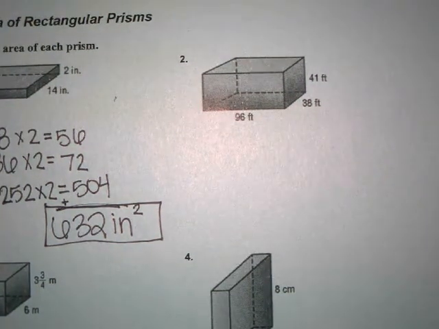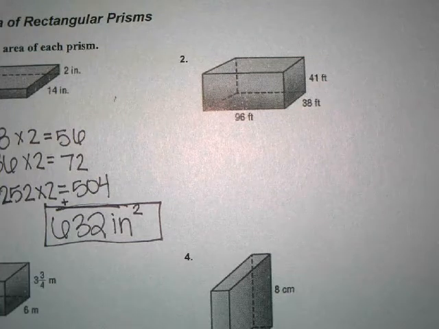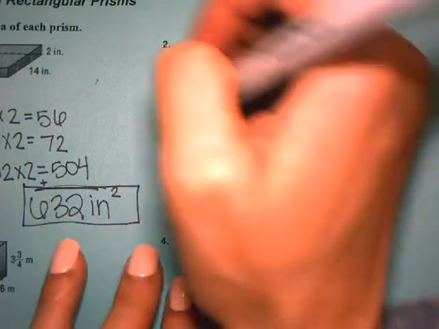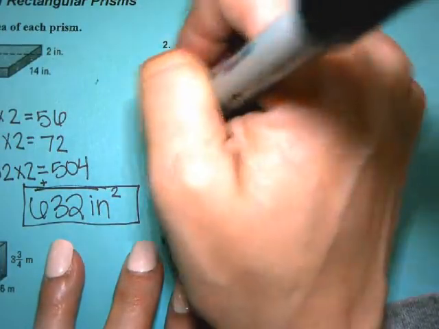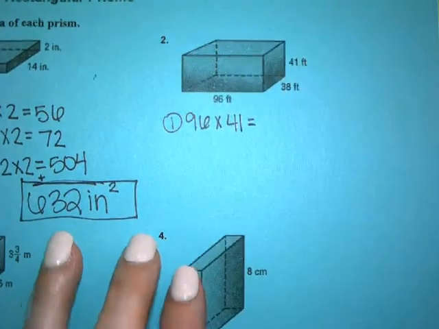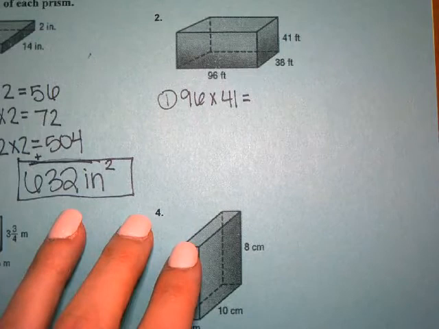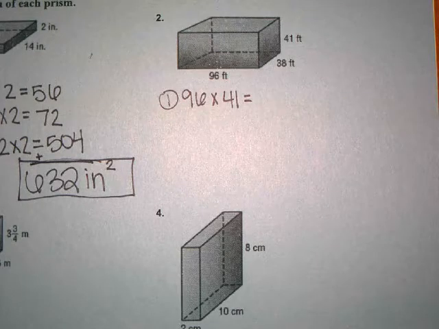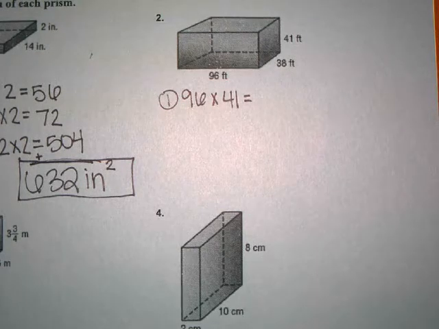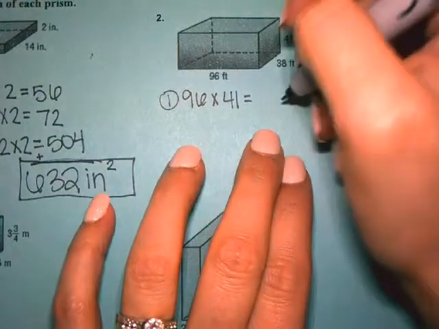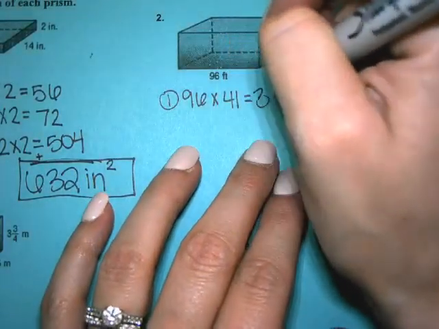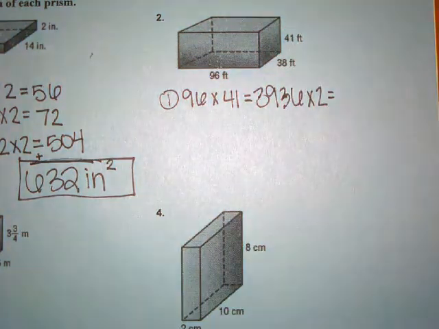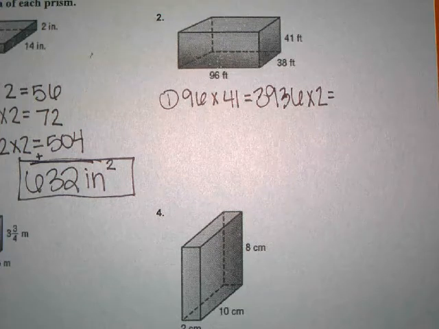Okay, so let's do number 2. And then you guys will work with your partner after number 2. So someone tell me, what 2 things can I multiply together, Bella? 96 times 41. Okay, everyone write 96 times 41 and do the math in that calculator for me. What do we get, everyone? 3,936. And what do we do now? Times 2. Multiply that by 2. What do we get?